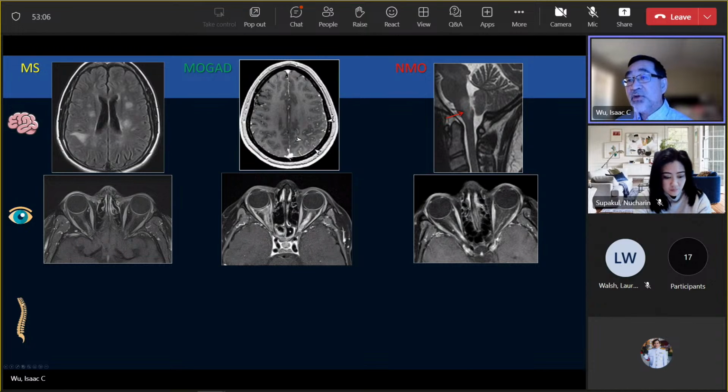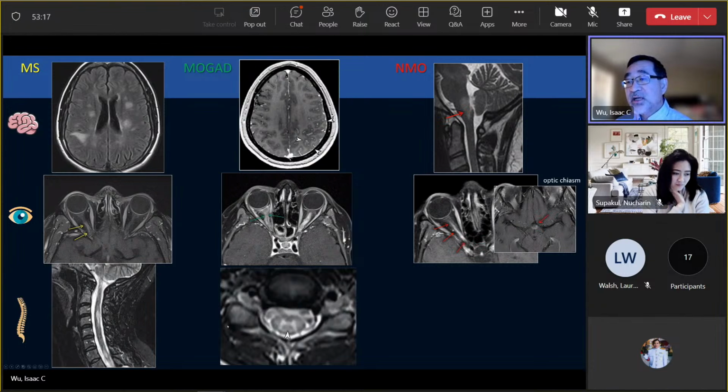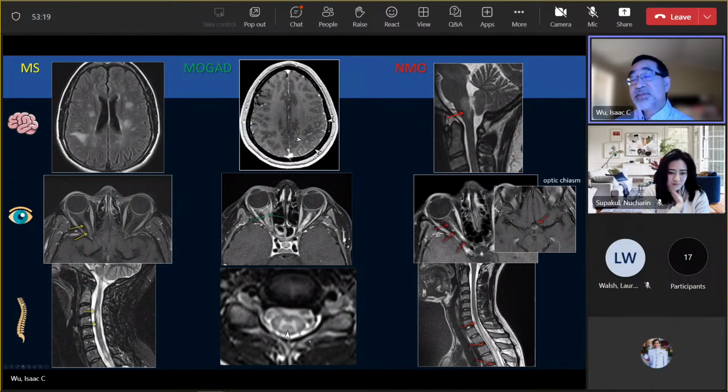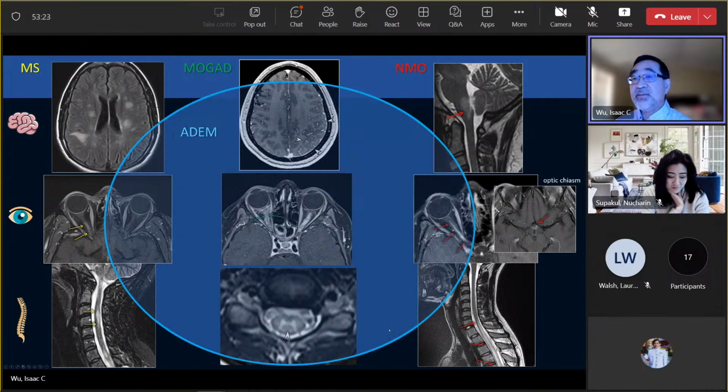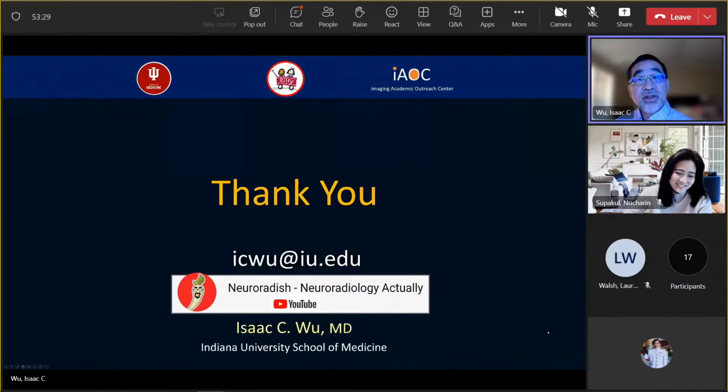If you see bilateral involvement, think about MOGAD. If you see involvement of the optic chiasm, think about NMO. Lastly, spinal cord lesion: short segment for MS, Honda sign perhaps for MOGAD, and long segment for NMO and ADEM. And ADEM has a lot of cross features. That's all for the imaging aspect of the acquired demyelinating process.